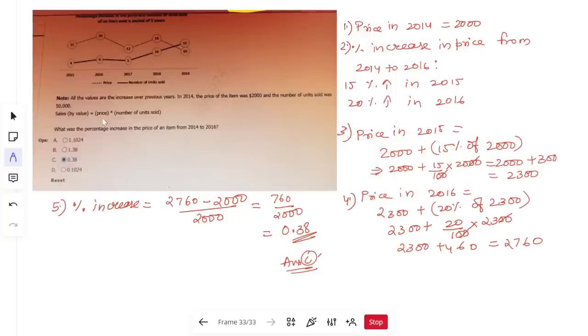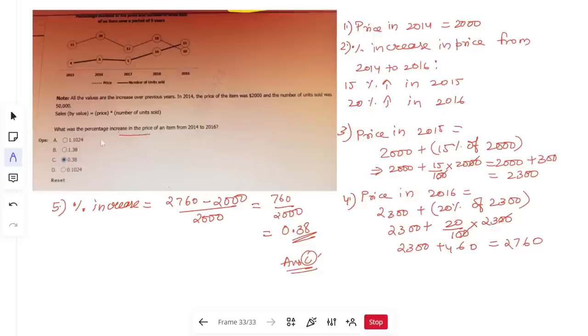So sales by value is equal to price into number of units sold. It is given to us, and we are asked what was the percentage increase in the price of an item from 2014 to 2016. Here some data is given, that is the percentage increase in the price and the number of units sold of an item over a period of 5 years. Basically, we are not concerned much with the number of items sold, because we are asked about the price and the percentage increase in the price.